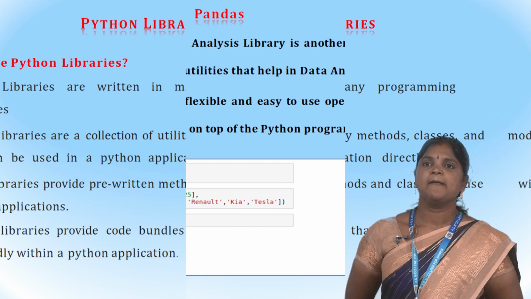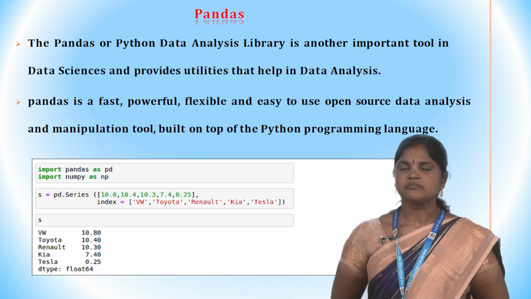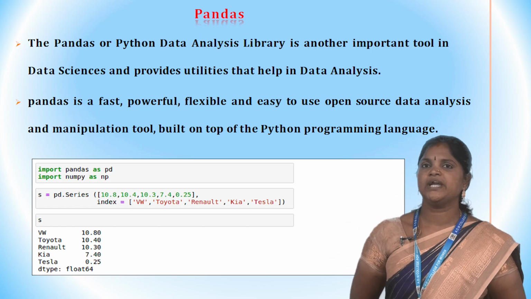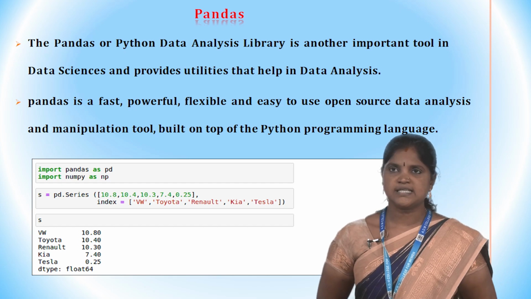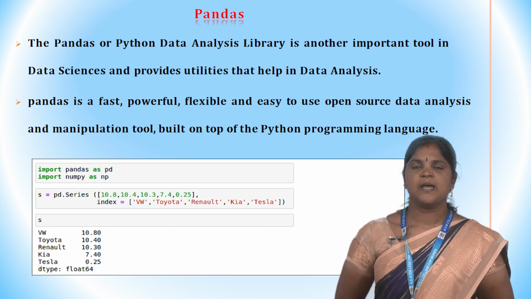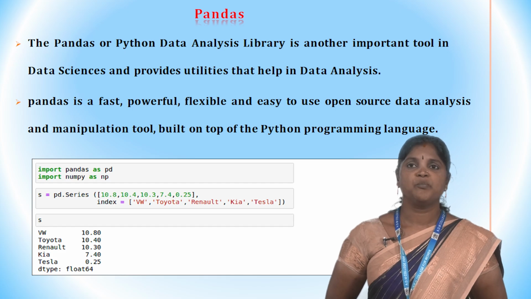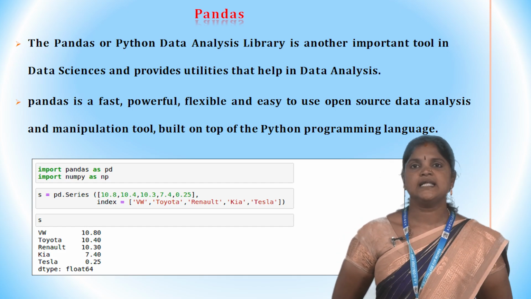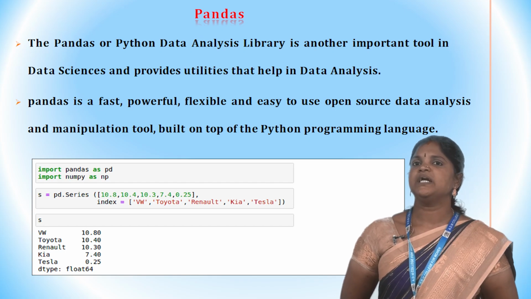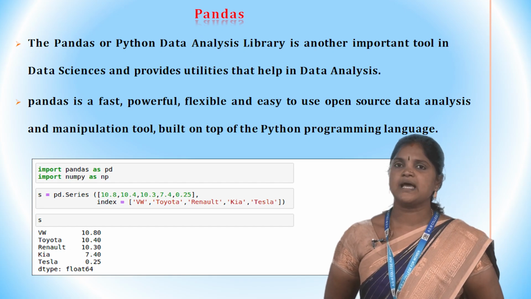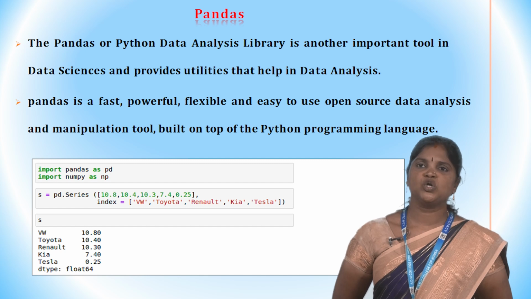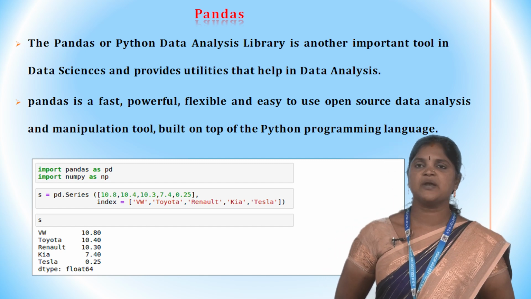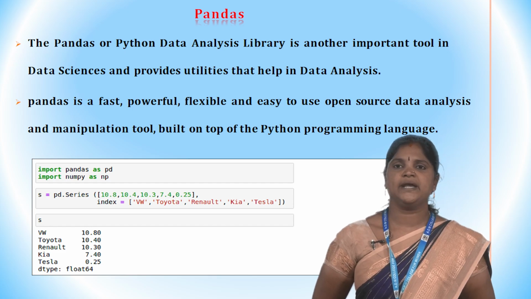This is the example. Pandas. The Pandas Python data analysis library is another important tool in data science and provides utilities that help in data analysis. Pandas is a fast, powerful, flexible and easy to use open source data analysis and manipulation tool built on top of the Python programming language. Pandas is built on top of NumPy. It also provides a huge number of functions and can be accessed by installing the Pandas library.